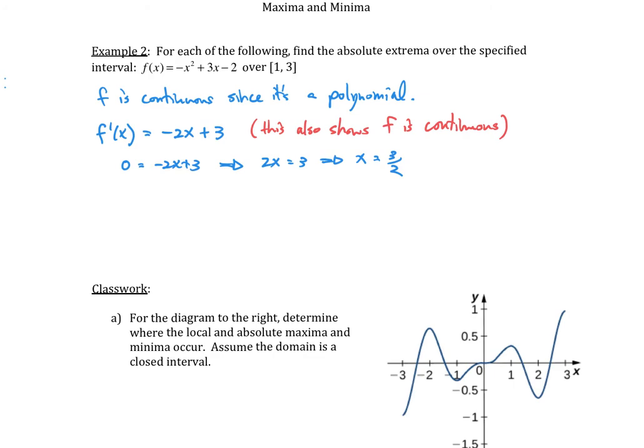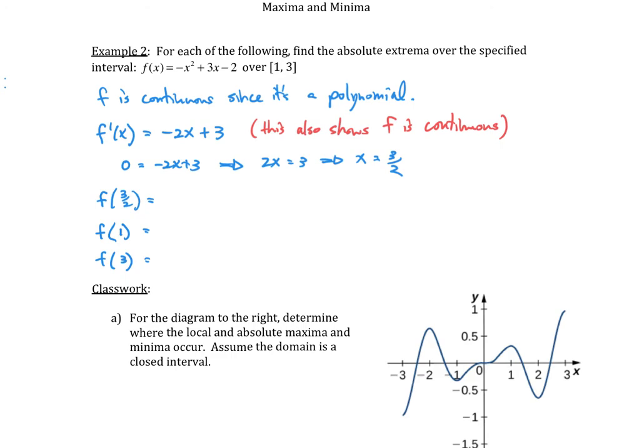Now that I've found the critical value, I need to evaluate f at that critical value. I also want to evaluate f at each of the endpoints, so I'm going to calculate f of 1 and f of 3. You really want to make sure that you plug these 3 points into the original function and not into the derivative. That's the way students usually mess this up.